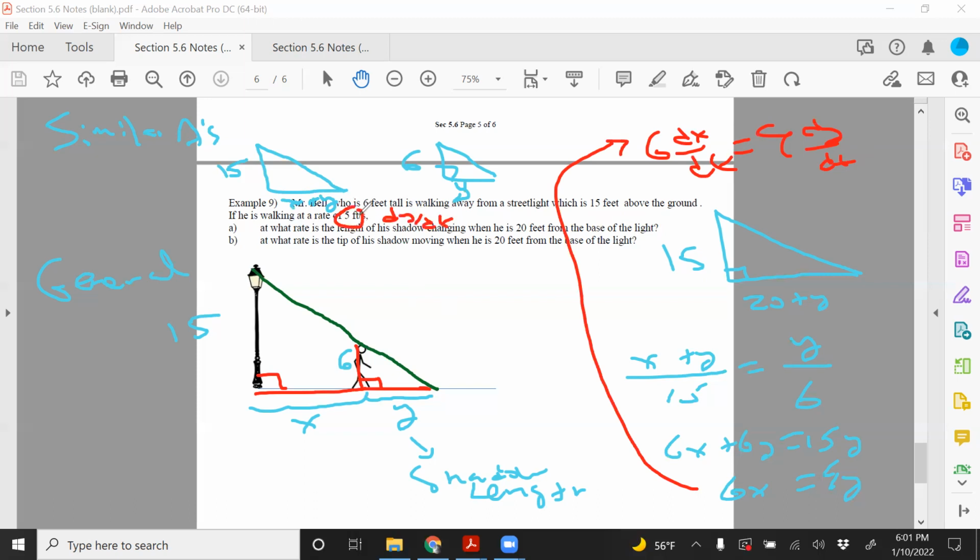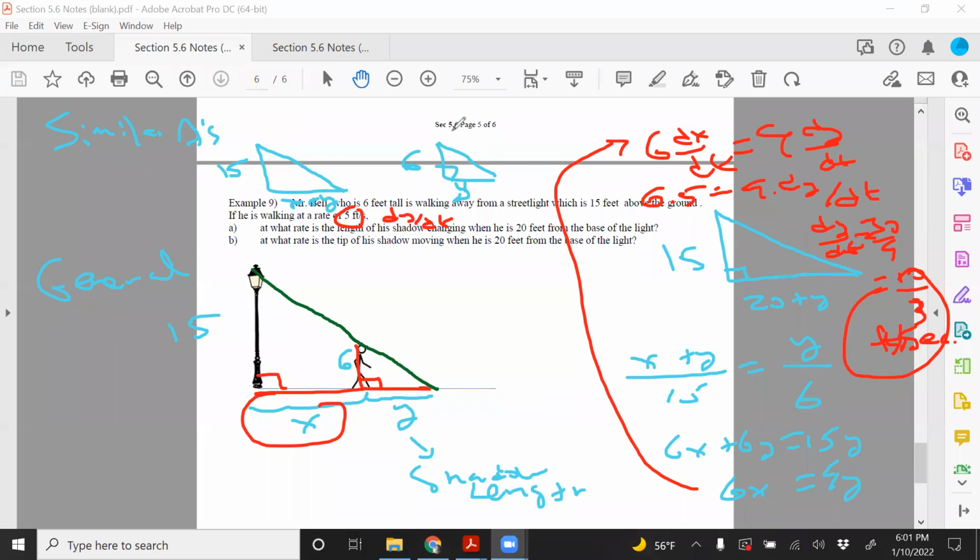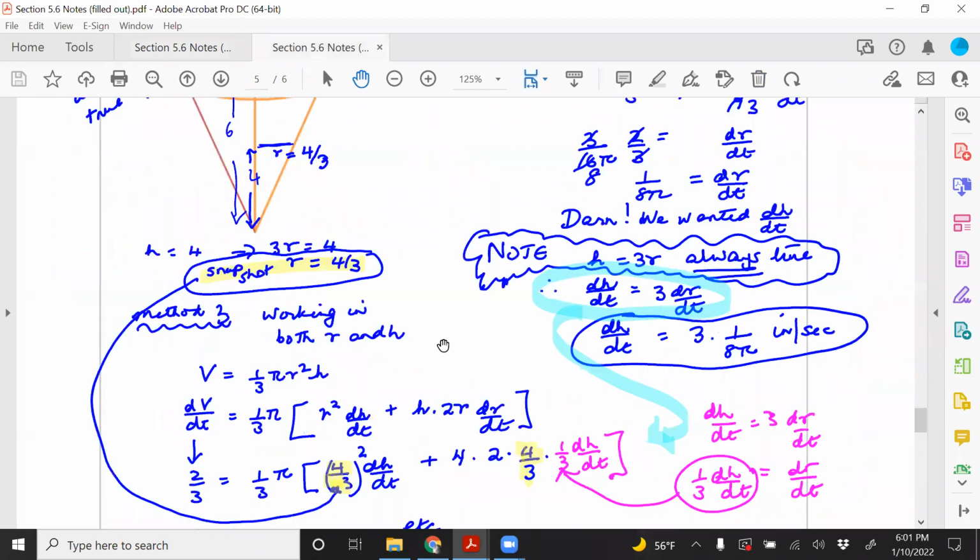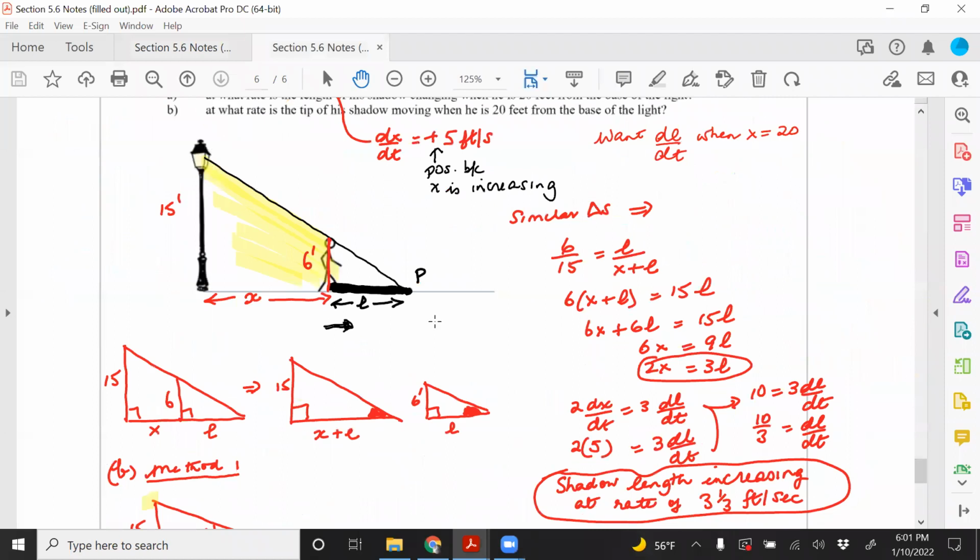dx/dt is the rate at which he walks, because that distance between Mr. Bell and the light post is changing by 5 feet per second. So I do 6 times 5 equals 9 times dy/dt. dy/dt is going to be 30 out of 9, or 10/3. That's 10/3 feet per second. And if I show the filled out solutions, yeah, that's what we get for part A.